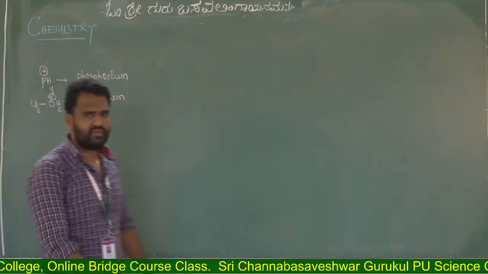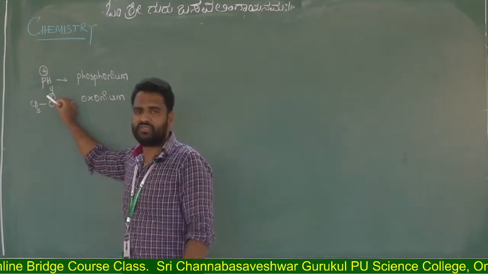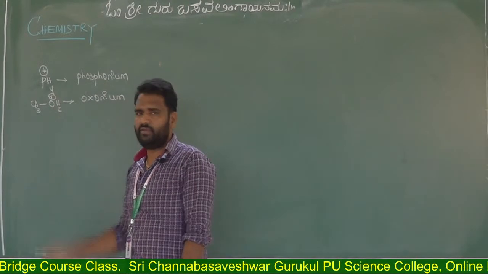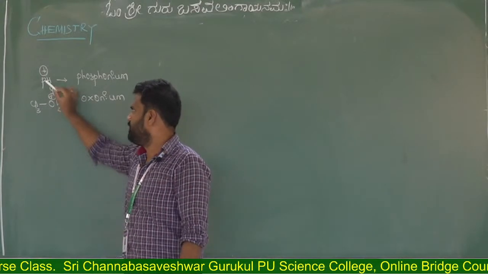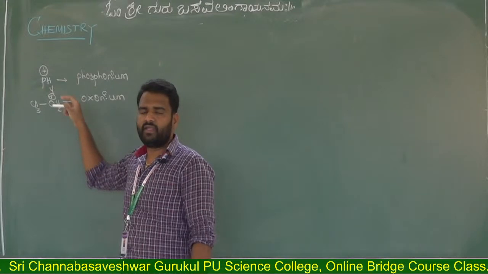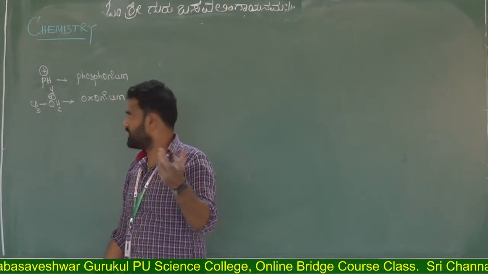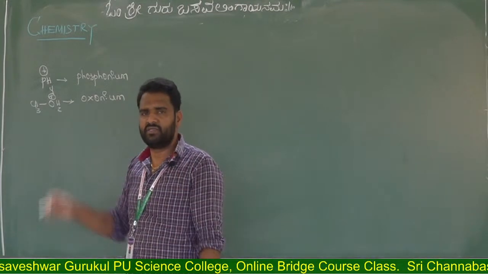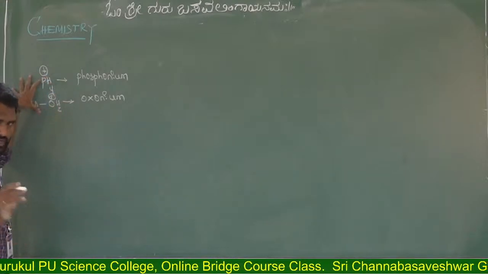What is the meaning of oxonium ion? Whenever there is a positive charge on the oxygen, it is normally said to be an oxonium ion. Oxygen having positive charge is oxonium, phosphorus having positive charge is phosphonium ion, and nitrogen having positive charge is ammonium, in the case of ammonia. So up to this I taught.